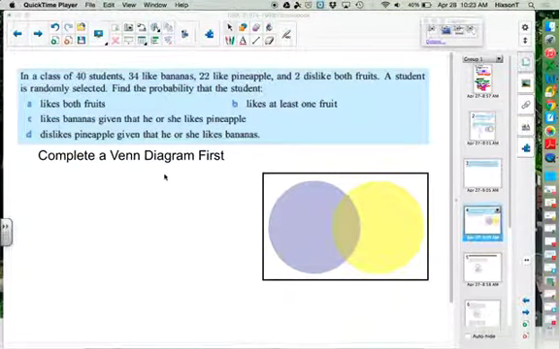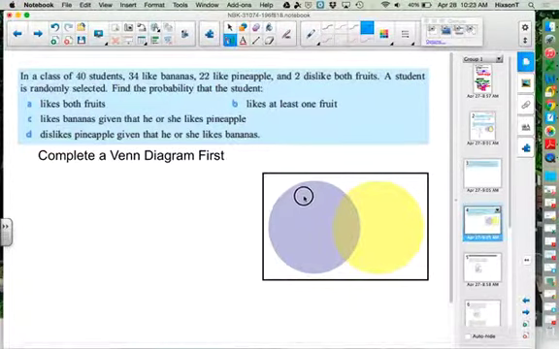So it says in a class of 40 students, 34 like bananas, 22 like pineapples, 2 dislike both fruits. Okay, so we had bananas here, pineapples here. Okay, 2 people dislike both fruits, so they were out here. Okay, and then we need to find some probabilities.